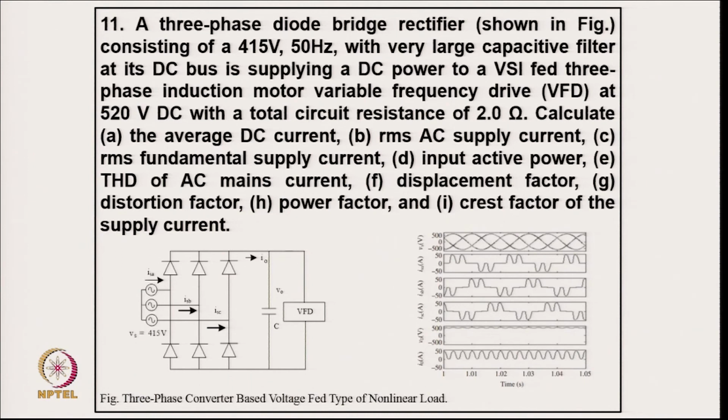This is a typical interesting example because this diode rectifier with capacitive filter is used with the variable frequency drive, and after putting in the values, these are the typical waveforms of the supply current, which is quite large in distortion.